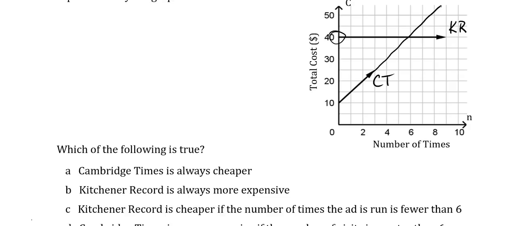And you could do that. You could extend the line like that on your own. And if it passes the Kitchener Record, it's more expensive. So it's not that one. Very good. B, the Kitchener Record is always more expensive. It starts more expensive. Is it always more expensive? Julian, you say no, why?